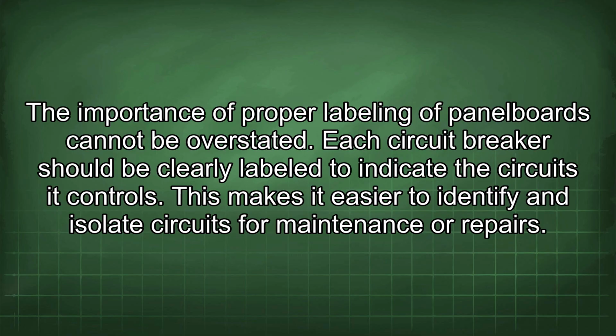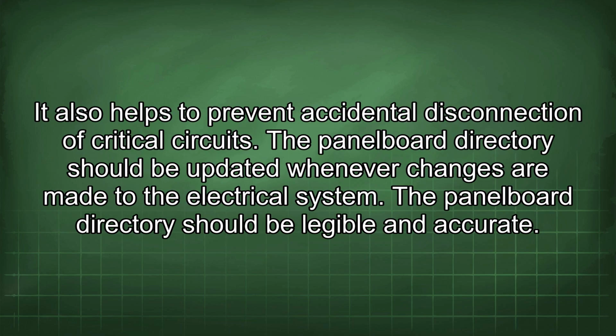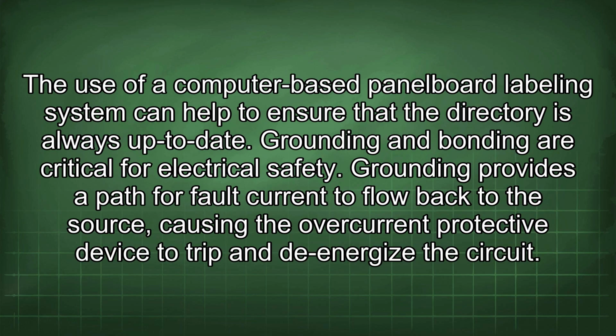The importance of proper labeling of panel boards cannot be overstated. Each circuit breaker should be clearly labeled to indicate the circuits it controls. This makes it easier to identify and isolate circuits for maintenance or repairs. It also helps to prevent accidental disconnection of critical circuits. The panel board directory should be updated whenever changes are made to the electrical system. The panel board directory should be legible and accurate. The use of a computer-based panel board labeling system can help to ensure that the directory is always up to date.